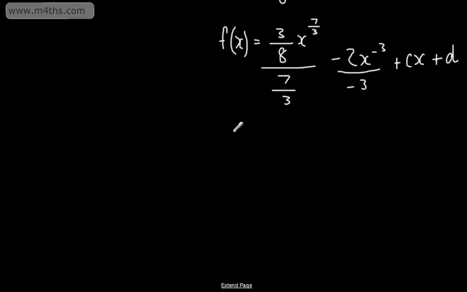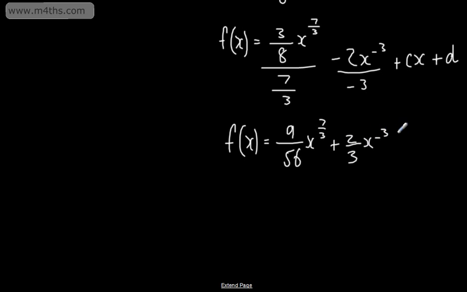So f of x, hopefully my basic multiplication and division is holding true. That's going to be 9 over 56 x to the 7 thirds plus 2 thirds x to the negative 3 plus cx plus d, and that there is going to give my final answer.